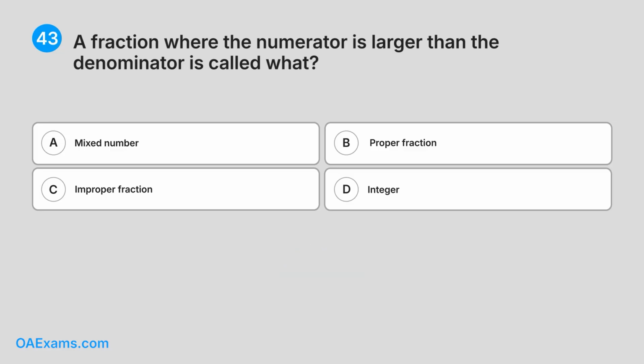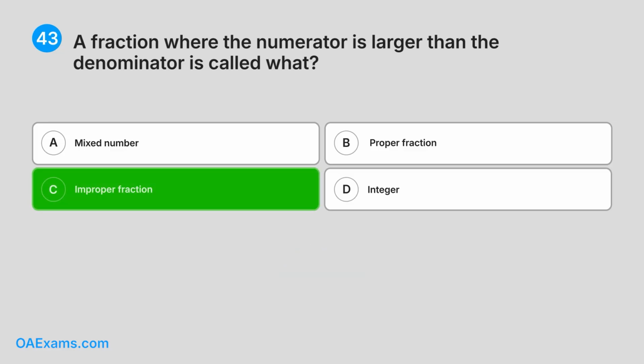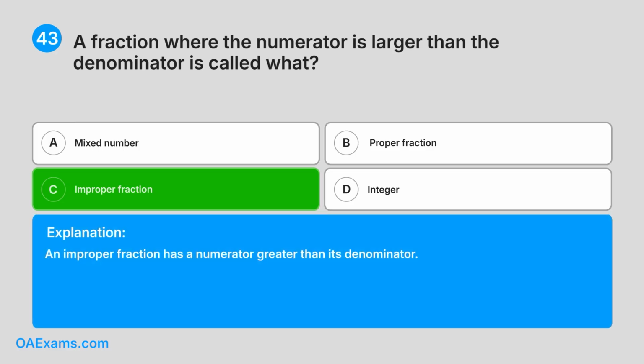Correct answer. C. Improper fraction. Explanation. An improper fraction has a numerator greater than its denominator.